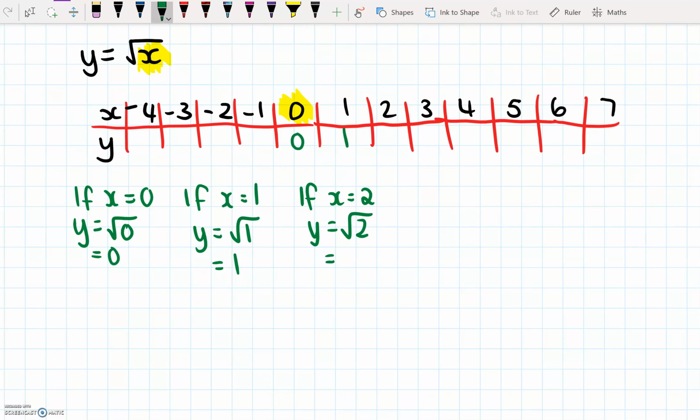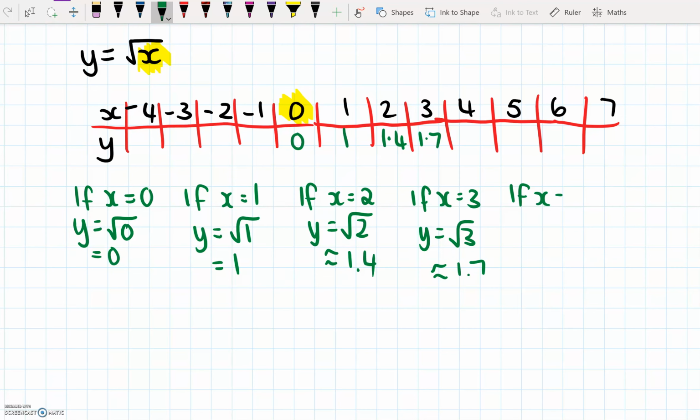So that is equal to, I think, 1.4. And it's not exactly equal, it's approximately equal to 1.4. We're going to use a point here. So we get 1.4 here. If x is equal to 3, y is equal to the square root of 3, which is approximately equal to 1.7. If x is equal to 4, y is equal to the square root of 4, which we all know is equal to 2. We're going to keep going, but I'm not going to write all the steps out anymore. We're a bit past that point.